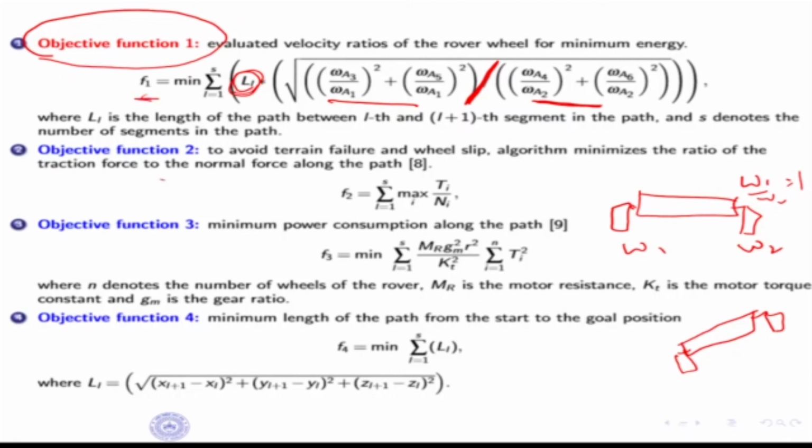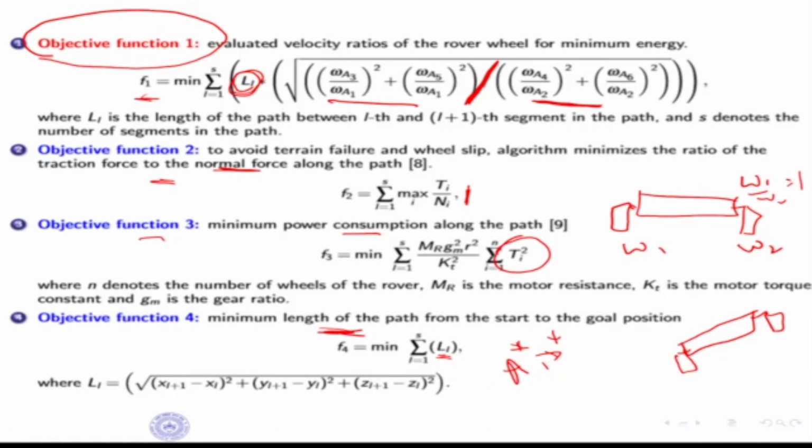You can also have objective functions like minimizing torque, the ratio of the traction force to the normal force. When this vehicle is moving in uneven terrain, basically what we want to do is minimize the ratio of the traction force to the normal force. You could have another objective like minimum power consumption. This is the torque at the wheels, so torque squared is the total power being consumed, and I want to minimize that. Or you could minimize the length of the path itself. When we are doing A star or D star algorithms, we are basically minimizing the length of the path, so you can use that also as an objective here.